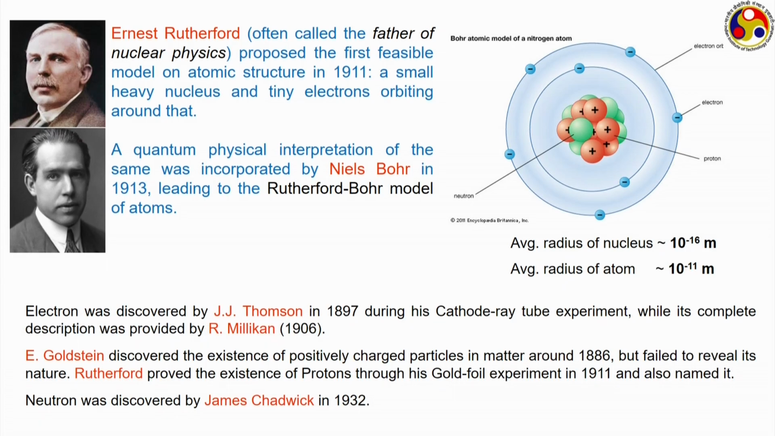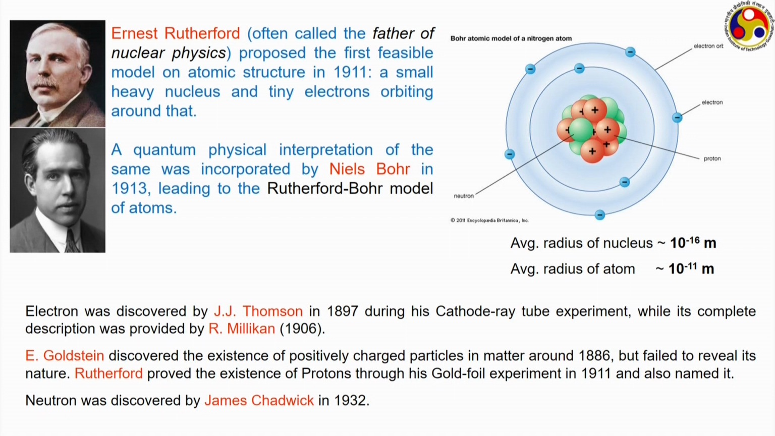It was followed by the interpretation of Niels Bohr following quantum physics, and therefore this model is often referred to as the Rutherford-Bohr model of atoms. Their work established that inside the atoms there is a huge amount of empty space, because the average radius of the nucleus was measured to be in the range of 10 to the power minus 16 meter, whereas the average radius of the atom is of the order of 10 to the power minus 11 meter, and this huge space inside was occupied only by very tiny electrons. This empty space is very important, which we shall be discussing later on.